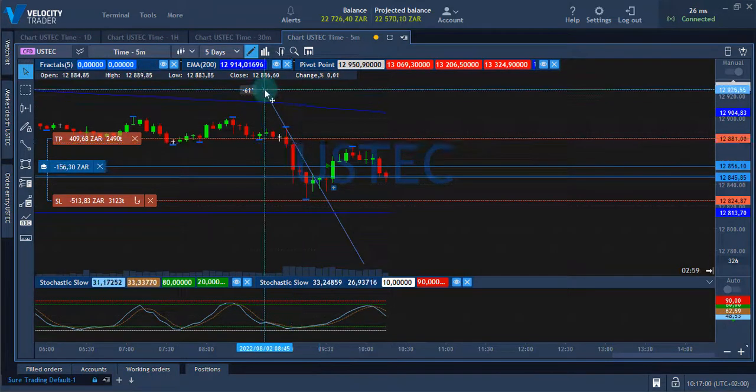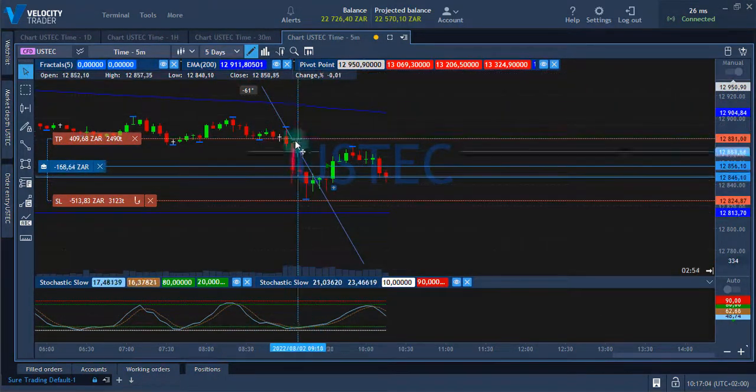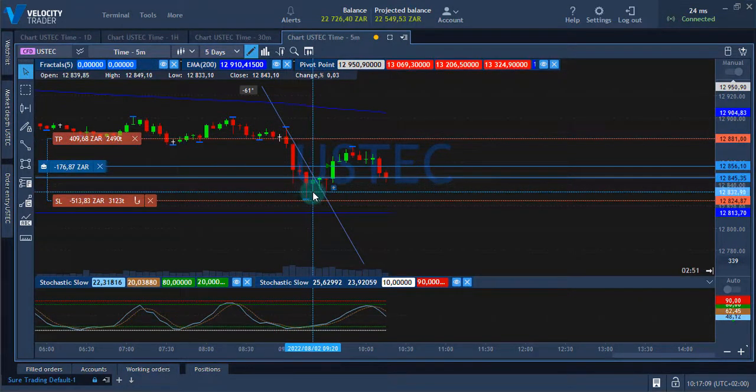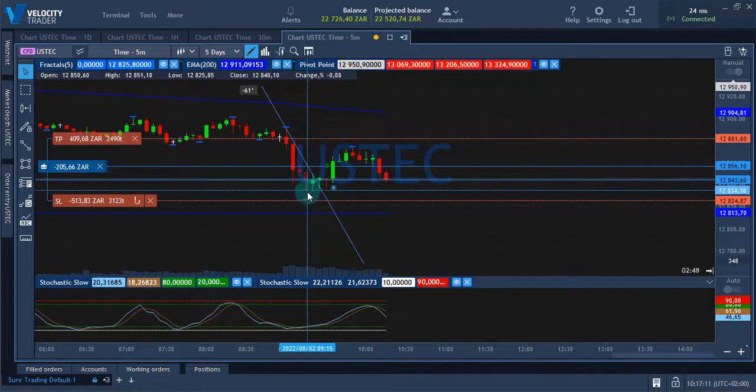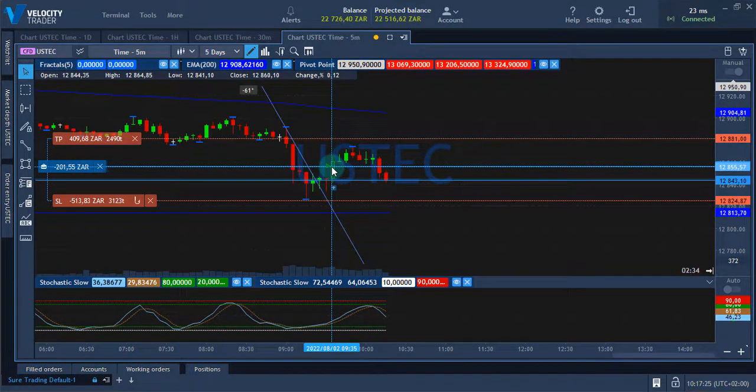So you see I've drawn a trend line over here. This was from the 9 o'clock candle down to the 9:20 candle, and then it broke through the trend line at 9:25. There weren't extremely strong candles, so I put my order quite a bit higher, which was triggered then on the 9:35 candle.